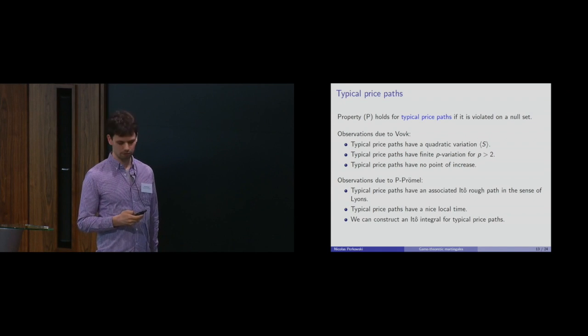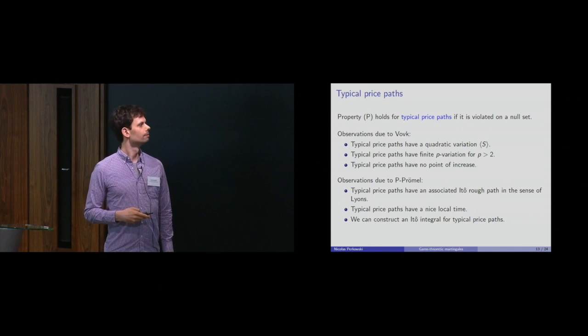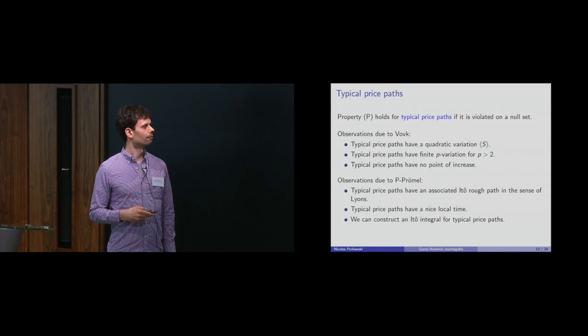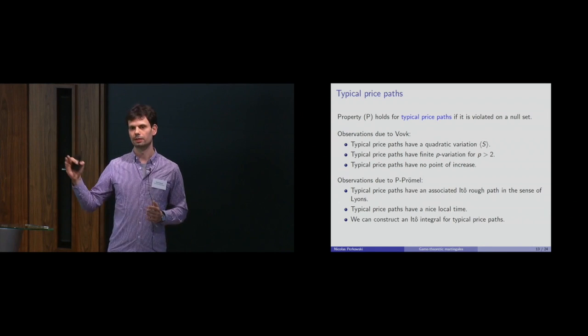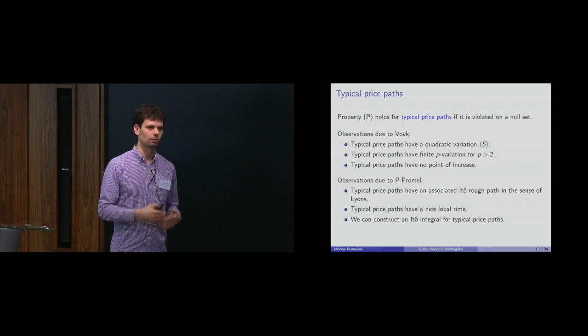And what Wolf observed is that typical price paths have a quadratic variation. And they have finite p variation whenever your p is larger than 2, and they have infinite p variation whenever your p is less than 2, just like a semimartingale.